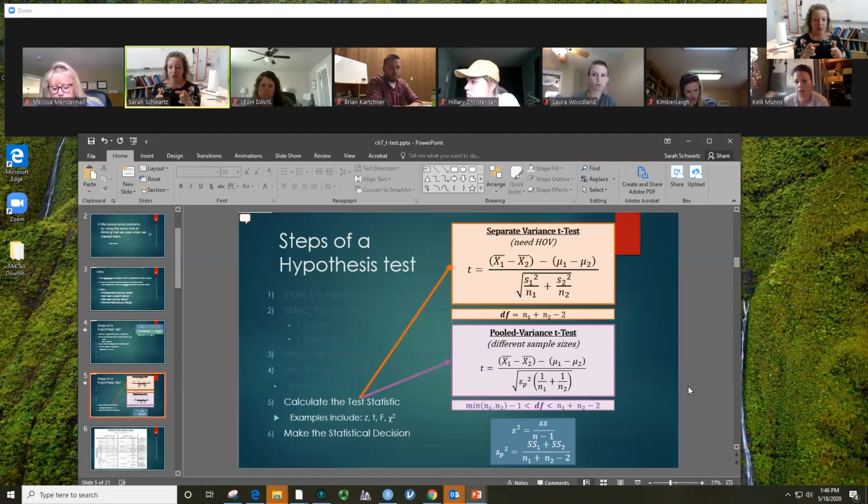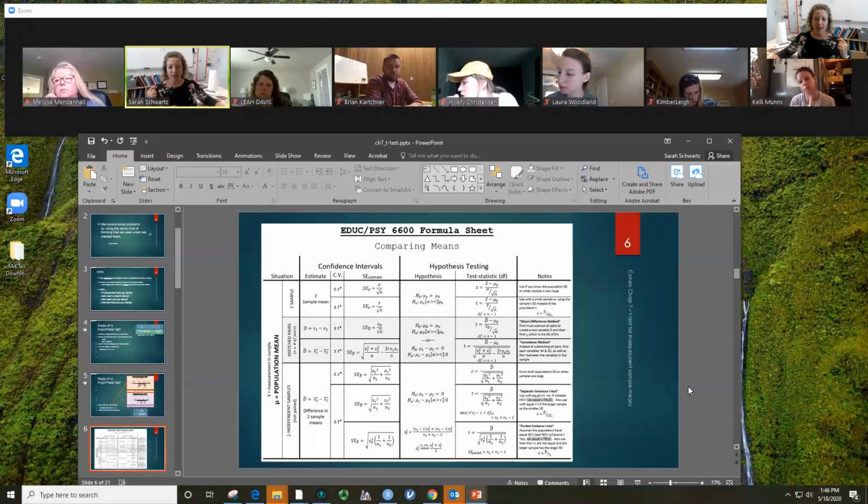So we're going to look at those formulas a little bit differently. In both, either the orange or the purple, either of these separate variance versus pooled variance versions of the 2-sample t-test, they both have a t statistic and they both have a degrees of freedom. We're going to look at these formulas a little bit more in detail on our formula sheet.